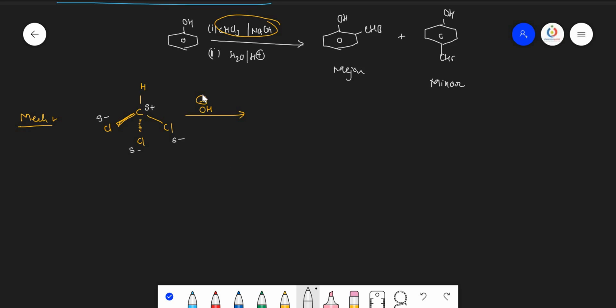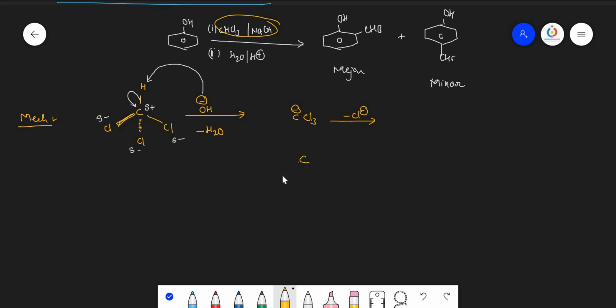So now hydrogen is more vulnerable to attack by OH minus. So OH minus can easily attack the hydrogen and these electrons will be shifted over to the carbon. So we get C minus Cl3 and here an H2O molecule has been left. Okay, and this C minus Cl3 will lose one Cl minus ion. It is losing the Cl minus ion.